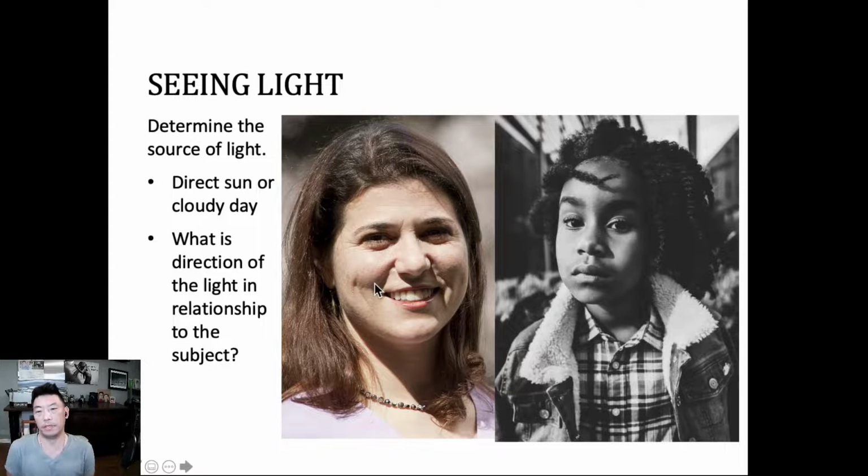What about this image? It's still a direct light. It's still direct sun. However, the time of day is different. And also, if you notice the shadows, right? This is coming straight down from her face. This is off to the side. This will indicate that the sun is lower to the horizon.